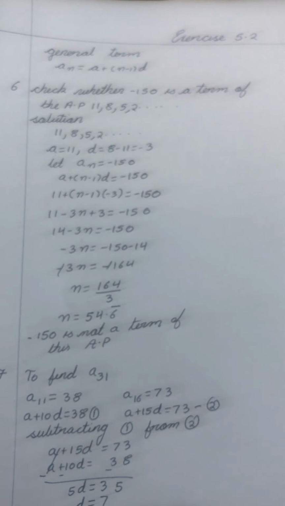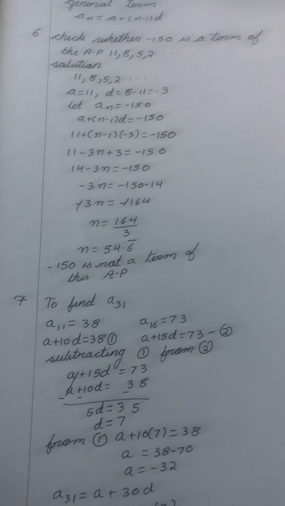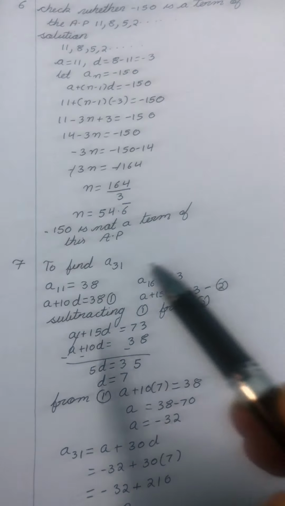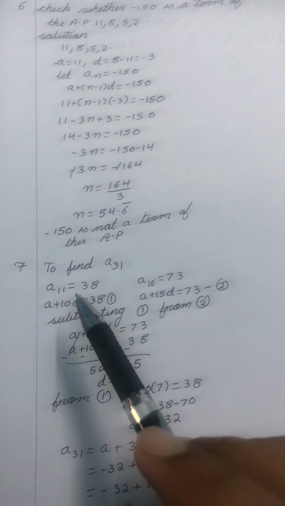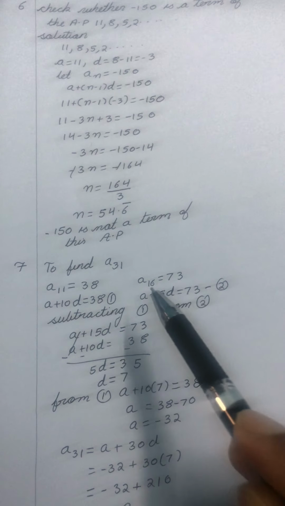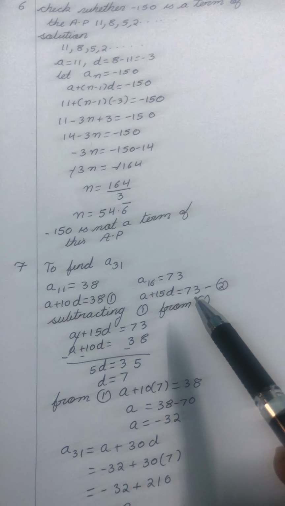Next, question number 7. Find the 31st term of an AP whose 11th term is 38 and 16th term is 73. So two terms of this AP are given. We have to find the 31st term. We apply the formula of an here. a11 means a plus 10d equals 38. a16 means a plus 15d equals 73.